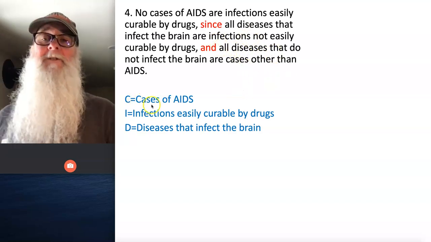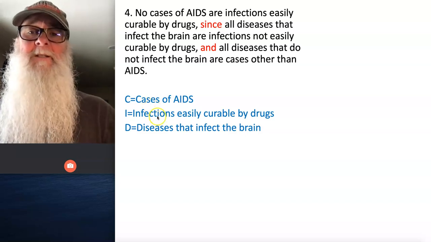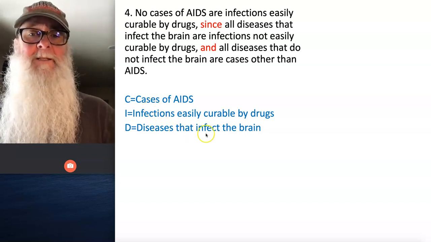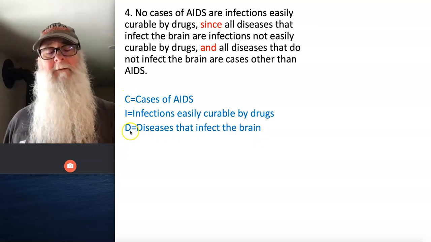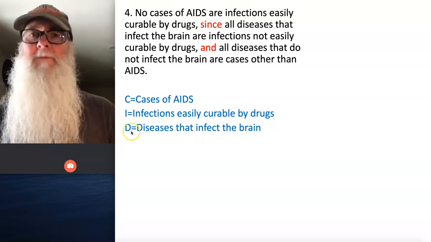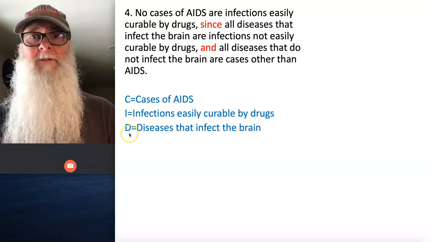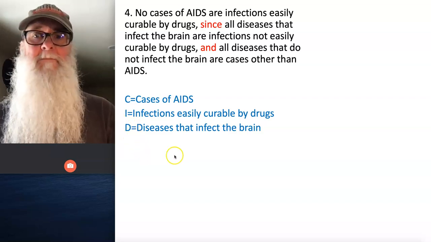I chose the terms of this argument: cases of AIDS, infections easily curable by drugs, and diseases that infect the brain, represented by the letters A, I, and D. If you chose different letters to represent these terms, you want to do a quick cross-reference between my letters and yours so that you can see if your argument looks like mine.